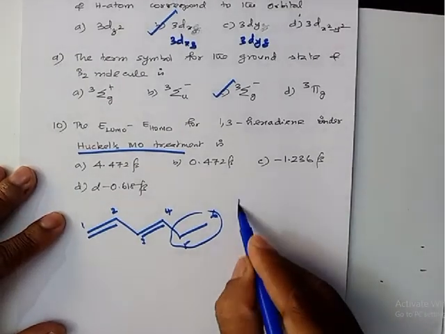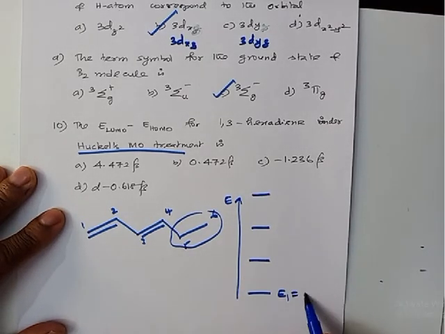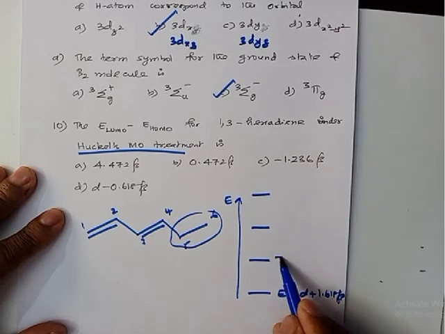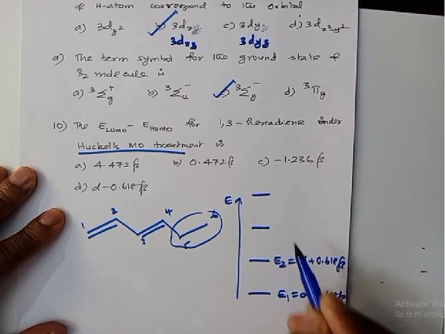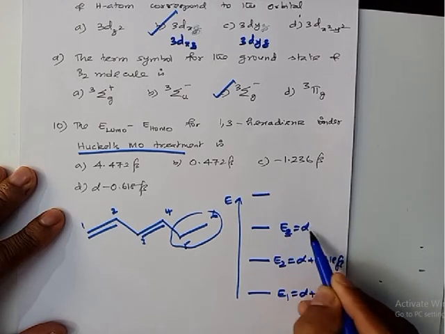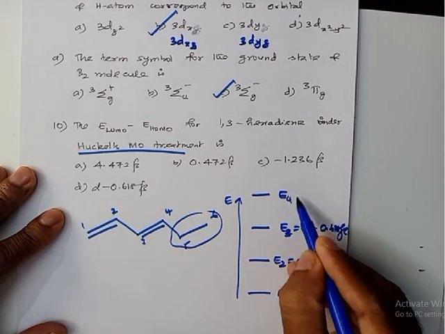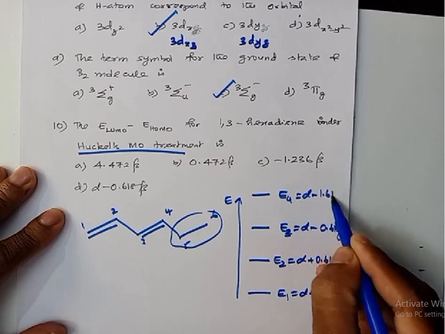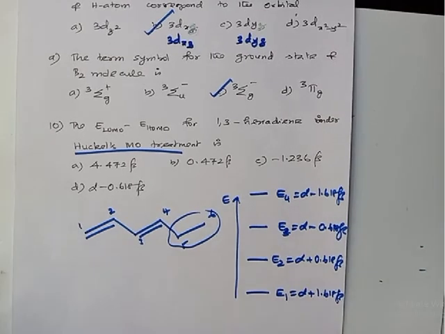So for 1,3 butadiene, you know very well, you'll get 4 pi molecular orbitals. The energy of the lowest pi molecular orbital is alpha plus 1.618 beta. Remember the values. Second one, alpha plus 0.618 beta. Third one, alpha minus 0.618 beta. And fourth one, E4, alpha minus 1.618 beta. These are the energies of the pi molecular orbitals according to Huckel theory.